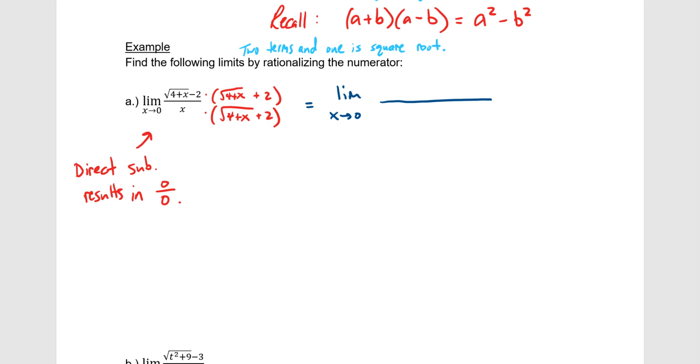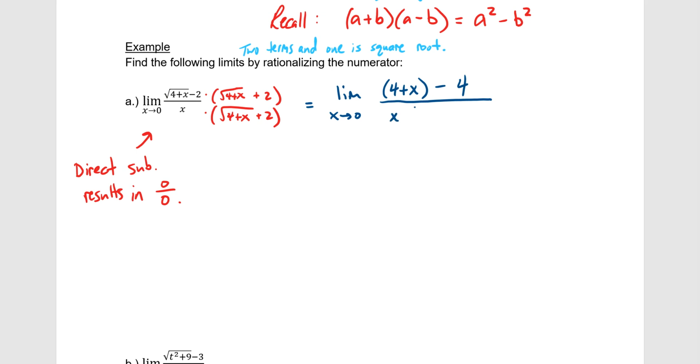So the first term here is the square root of 4 plus x. Squaring the square root will make that just 4 plus x. It's going to cancel, right? So the first one squared is 4 plus x. The second one squared is 2 squared, which is 4. So all I did was use the shortcut. I said it was the first term squared minus the second term squared. If you forgot that, you would have to FOIL it out, and you should get the same thing.